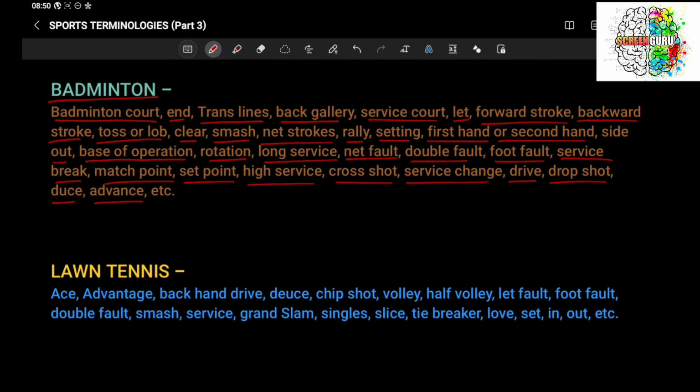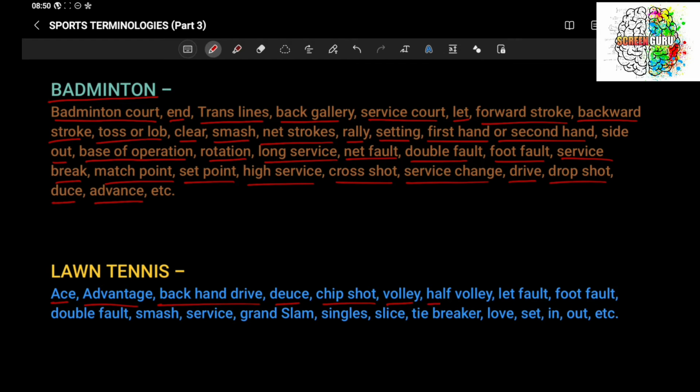Okay. So moving ahead, the next game is lawn tennis. Lawn tennis is nothing but the normal tennis game. If you have ever followed Wimbledon, US Open, Australian Open, French Open, any of the Grand Slams, or maybe local tournaments, you might find all these terminologies very easy to grasp. The first being ace, then we have advantage, backhand drive, deuce, chip shot. Now these are different types of shots.